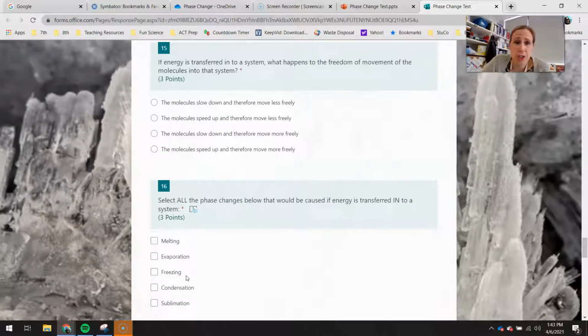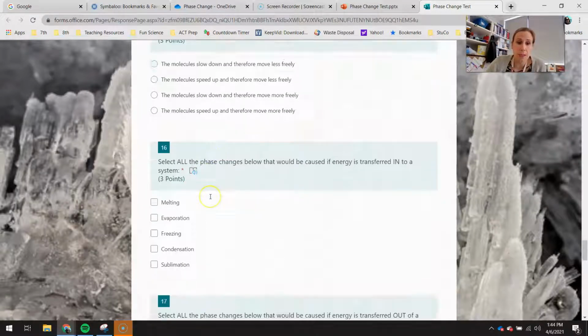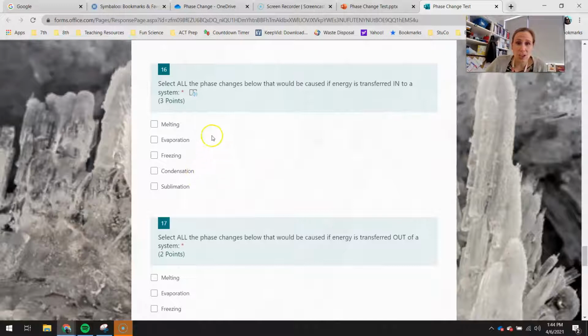Okay, 15, if energy is transferred into a system, what happens to the freedom of movement of the molecules in that system? So a little question on kinetic energy and freedom of movement. Select all the phase changes below that would be caused if energy is transferred into a system. So again, into the system, in being the key word. So if we add energy to something, what phase changes could occur? There are 3 there.